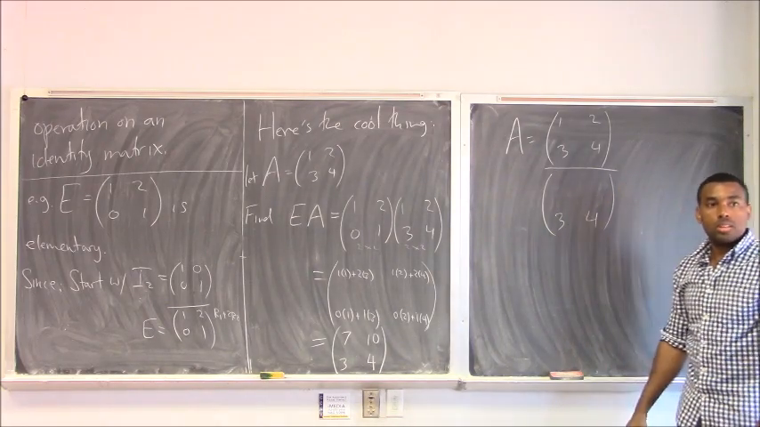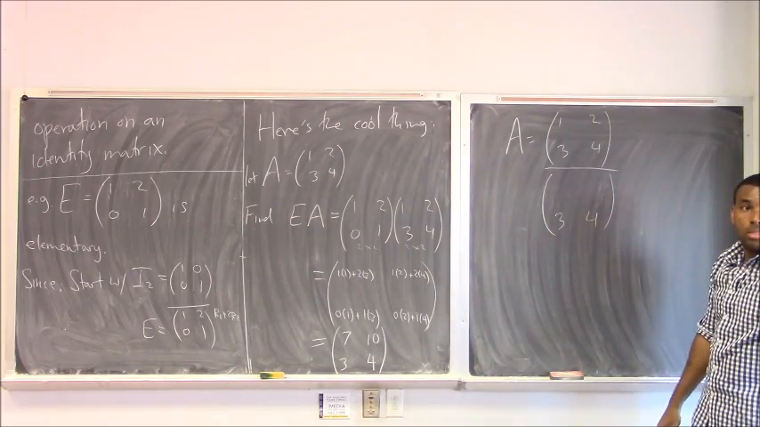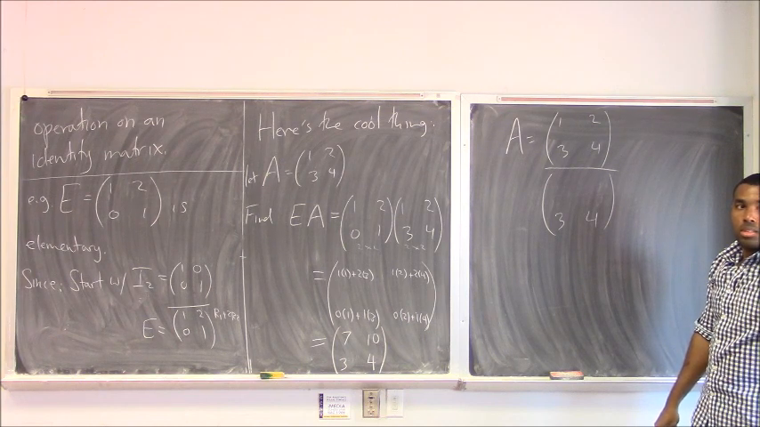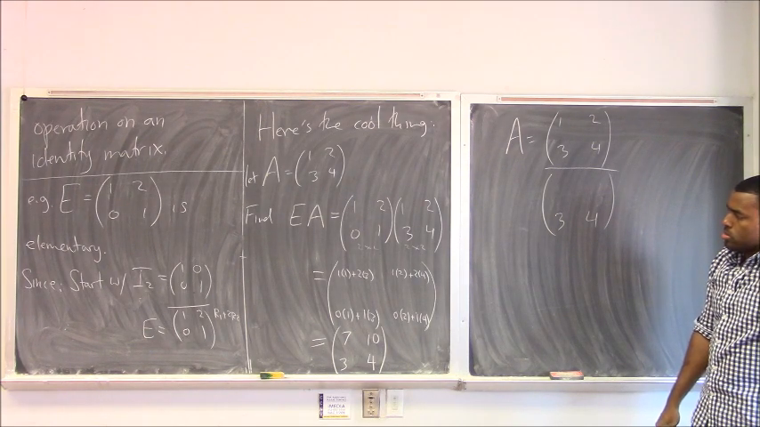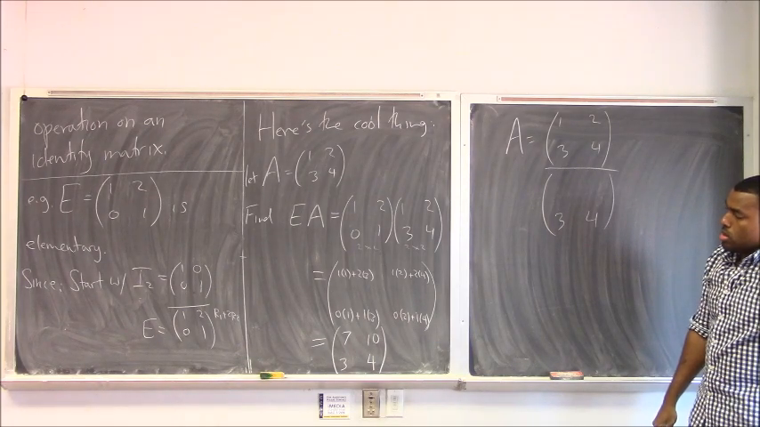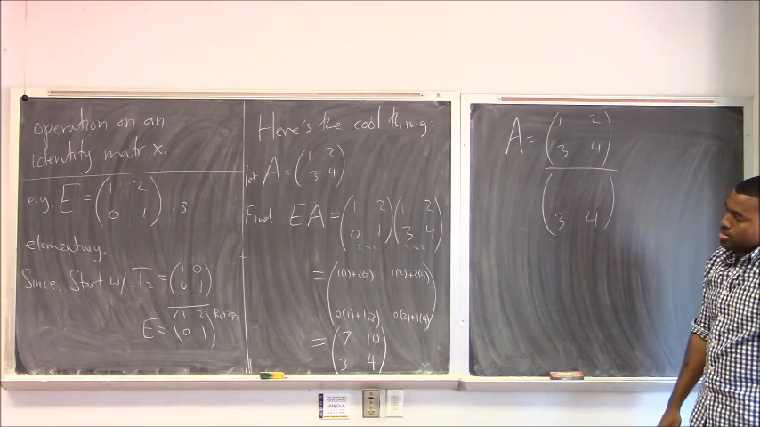The upper left is the sum of the bottom row entries? Or is that just a coincidence? What do you mean, sum of the bottom row? 7 is equal to 3 plus 4? Or is that just a coincidence? That's just a coincidence. Okay.